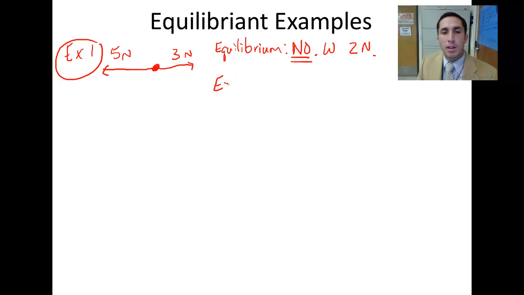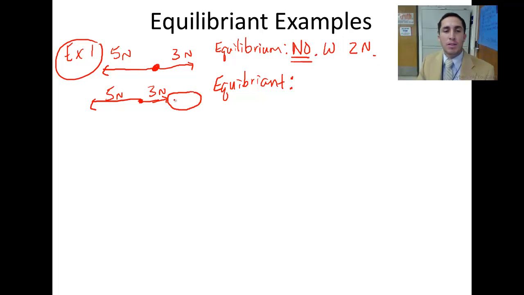So the next thing we want to figure out is what could be the equilibriant? Remember, what was an equilibriant again? It was a single vector that you introduce to a problem that will bring this situation to a balanced state, that will cancel out this vector. So let's see. You've got 5 newtons pulling to the west. You've got 3 newtons pulling to the east. What should be another single vector that we can add to cancel this out?